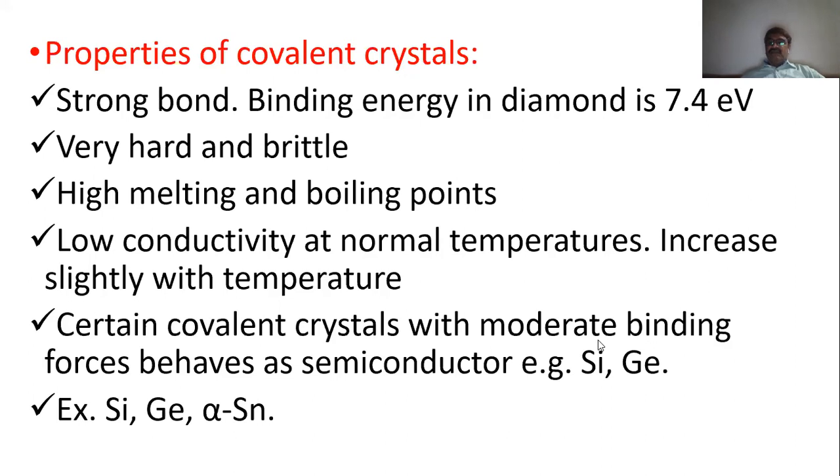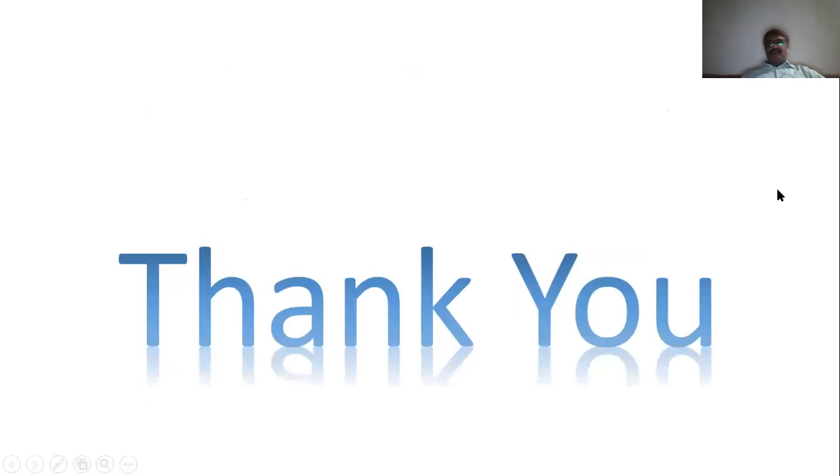Certain covalent crystals are very important because they have moderate binding forces and they behave as semiconductors. And this is quite interesting. The examples are silicon and germanium. Silicon and germanium are semiconductors, and they give rise to the branch of electronics that has changed the face of humankind. So these are very important bonds and important crystals. We have seen these, and the topic is open for discussion.